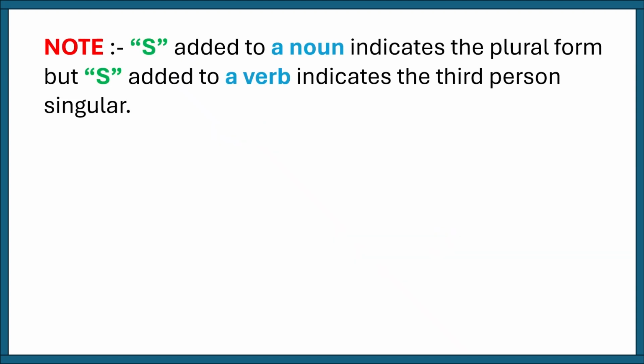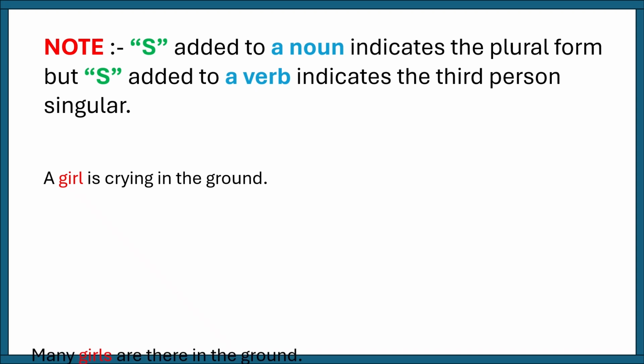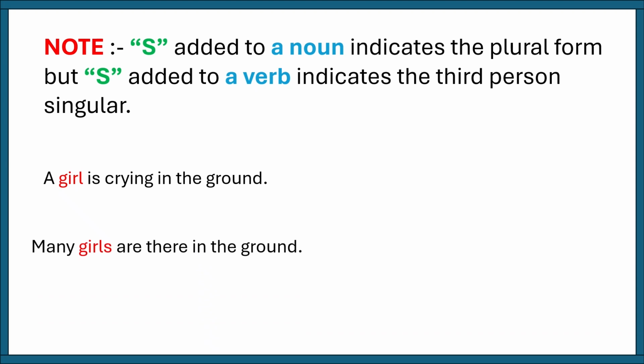Here, an important note. S added to a noun indicates the plural form, but S added to a verb indicates the third person singular. Look at the sentence. A girl is crying in the ground. Here we are talking about only one girl. Many girls are there in the ground. Here in this sentence we are talking about more than one girl. Okay. But look at both sentences carefully. A girl, many girls, both are nouns as well as subjects in the sentences. So whenever you add s to the noun, it becomes plural. Okay. But if you add s to the verb, it indicates that you are talking about the third person singular.